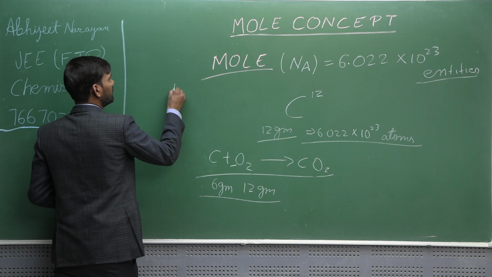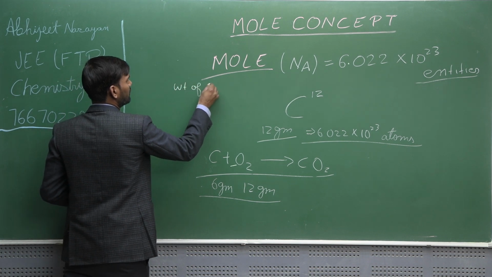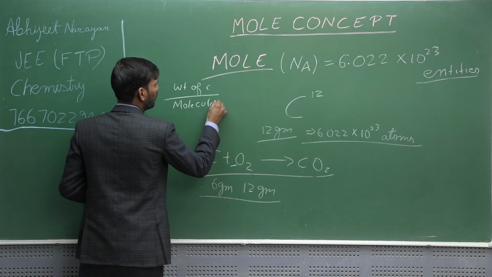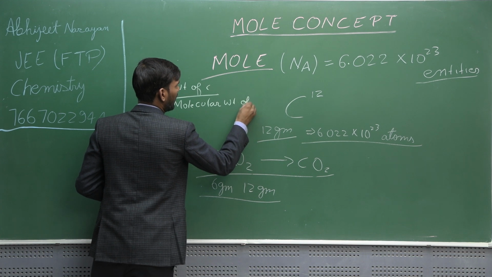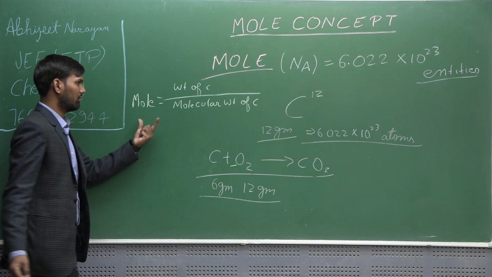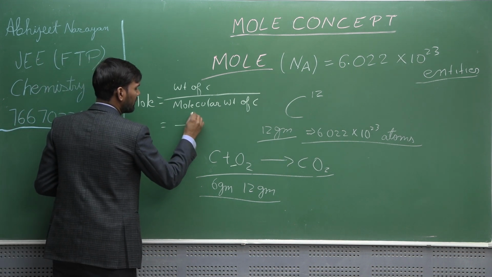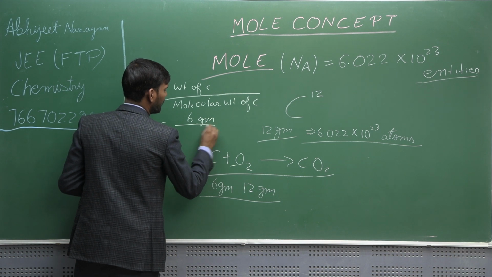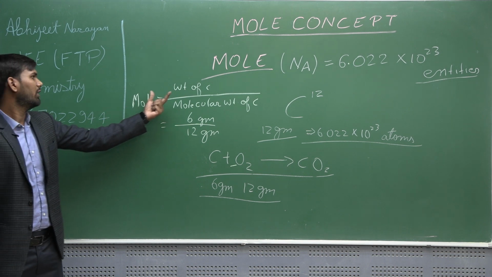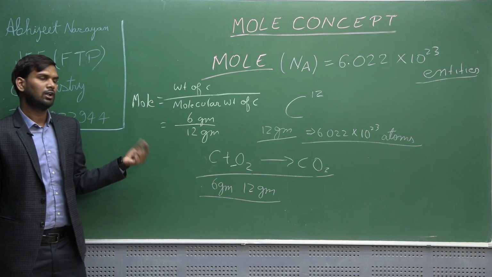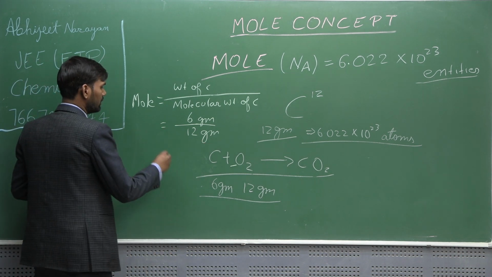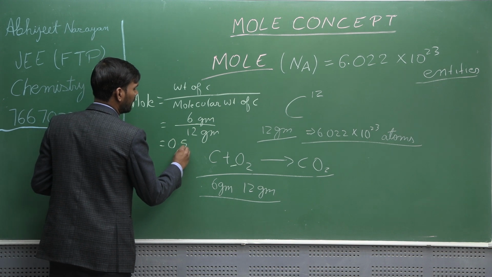So we divide the weight of carbon by the molecular weight of carbon, and this gives us the mole. This tells us about the mole of carbon. The given mass of carbon here is 6 gram and the molecular weight is 12 gram. So to find the mole, we divide the given weight by the molecular weight. The given weight is 6 gram and the molecular weight of carbon is 12 gram. So we get half mole.